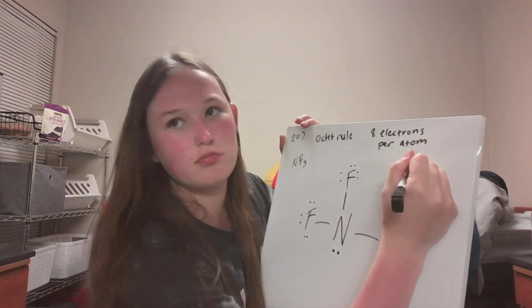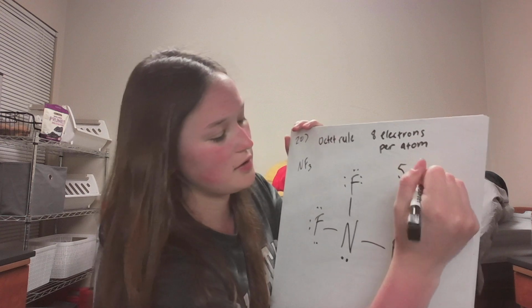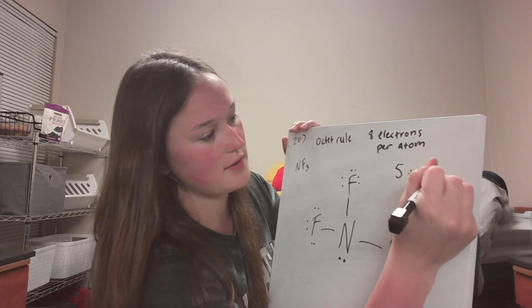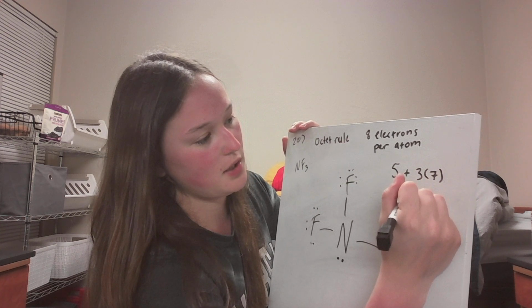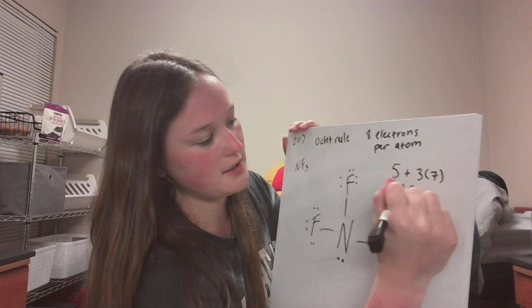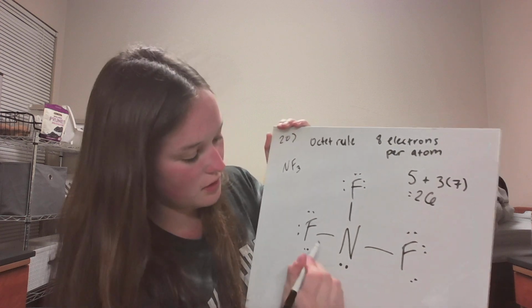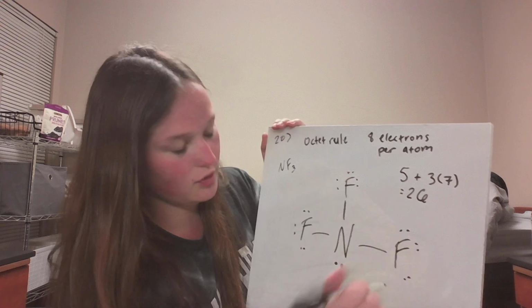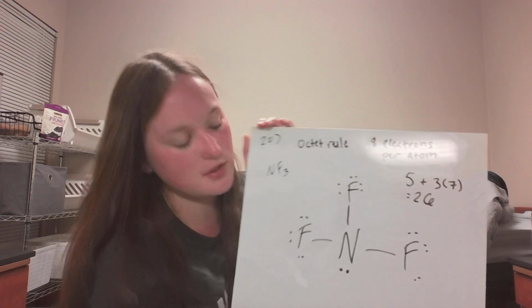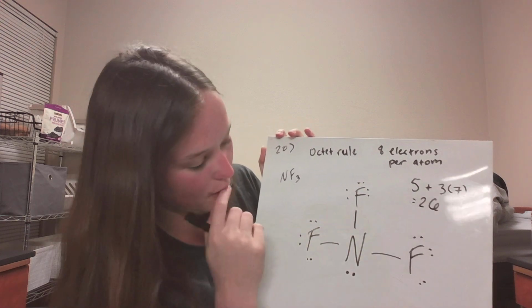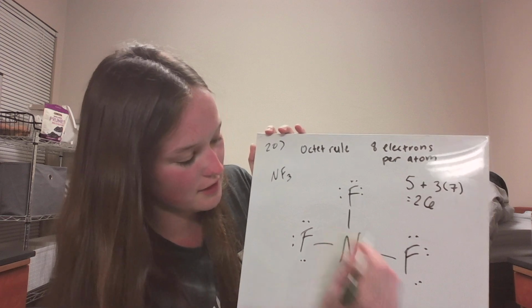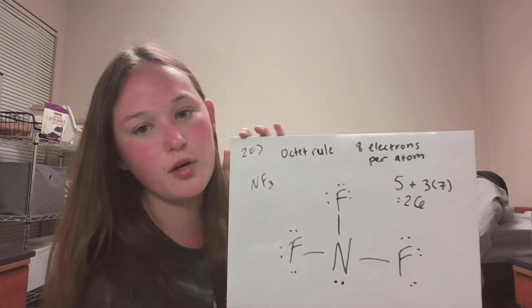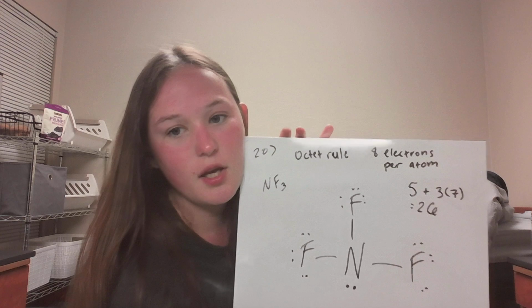So also, nitrogen has 5 valence electrons, plus fluorine has 3 times 7, so that's going to be 26. So 2, 4, 6, 8, 10, 12, 14, 16, 18, 20, 22, 24, 26. So this is correct. No octet rule is violated, and also this works out because nitrogen likes to form 3 bonds and fluorine likes to form 1. So this doesn't violate the octet rule.